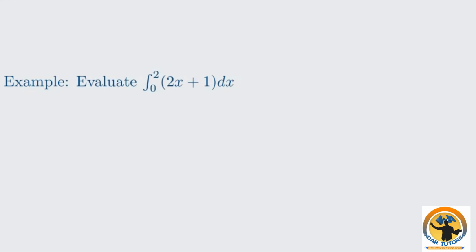Let's look at an example. We want to find the integral from 0 to 2 of the function 2x plus 1 dx. This represents the area under the line y equals 2x plus 1 from x equals 0 to x equals 2. Let's sketch the graph. The line y equals 2x plus 1 has a y-intercept of 1. At x equals 2, the y value is 2 times 2 plus 1, which is 5. The area we need to find is the region bounded by the line, the x-axis, and the vertical lines x equals 0 and x equals 2.